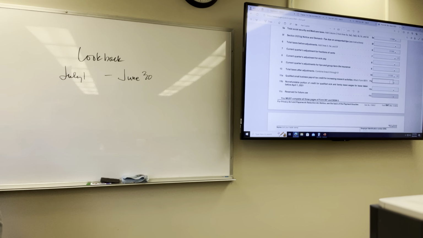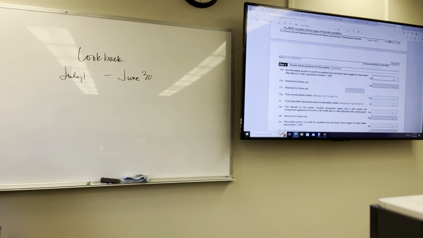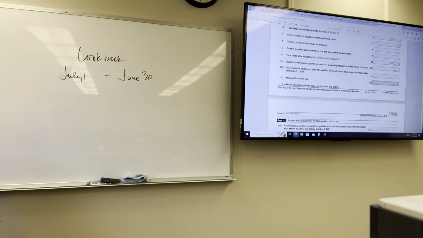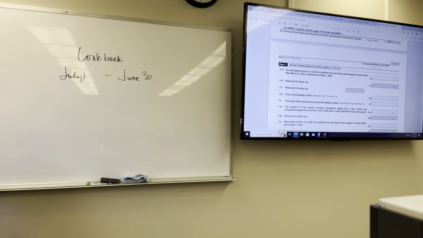We're not going to do anything here with the qualified small business, non-refundable portion, none of that. I'm not going to put anything in there. No credits. Remember I said that you're going to see a lot of credits on here, but we're not going to do anything with the credits until we get to line 12. Total taxes after adjustments and non-refundable credits. We don't have any adjustments, we don't have any non-refundable credits. So subtract line 11G, which was the total of all of our adjustments and credits, from line 10. Well, 0 from that is just the same. So 35,300.01.